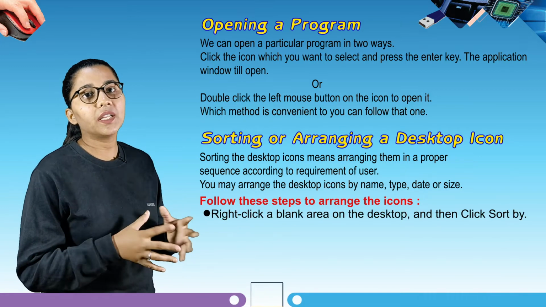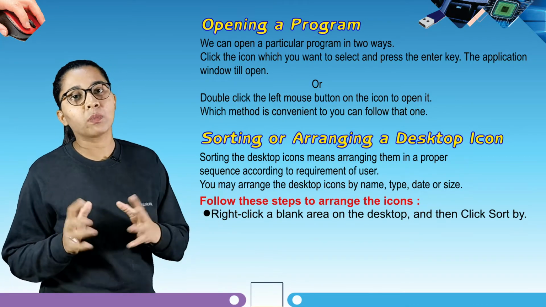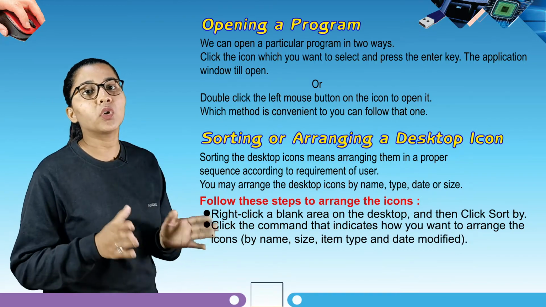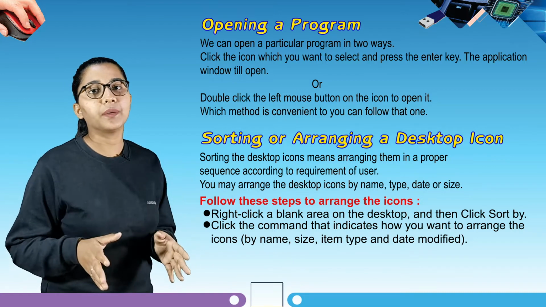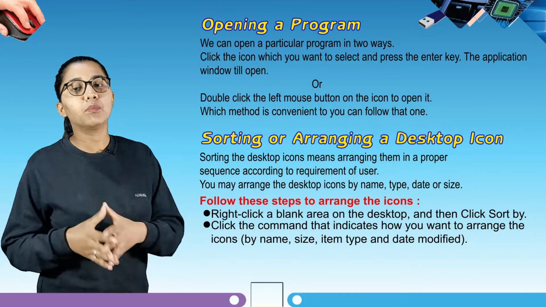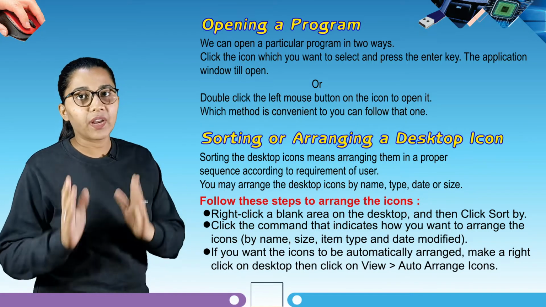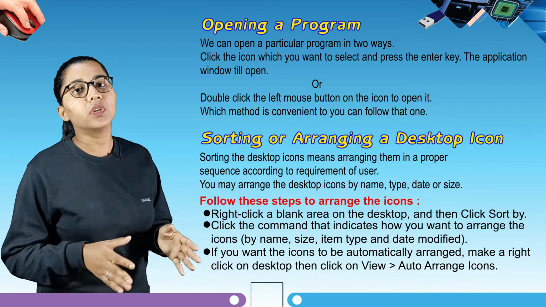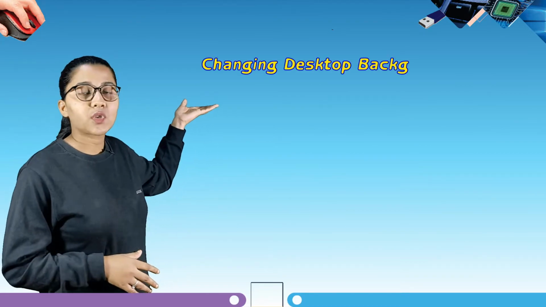First, right click a blank area on the desktop and then click Sort by. Click the command that indicates how you want to arrange the icons: by name, size, item type, or date modified. If you want the icons to be automatically arranged, right click on the desktop, then click on View, then Auto arrange icons.